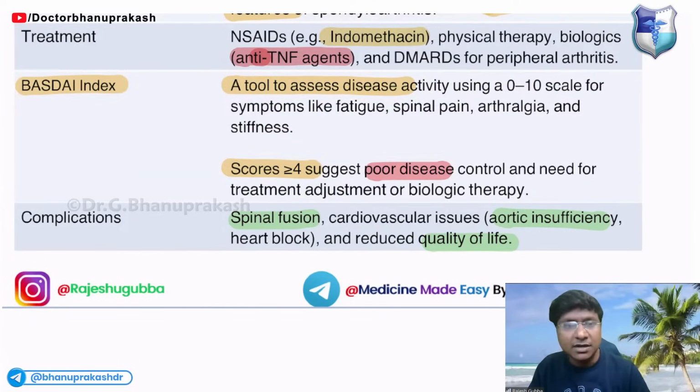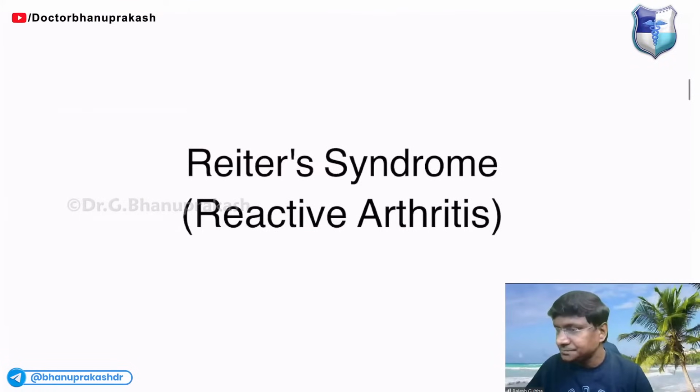How will you test for reduced spinal mobility? Schober's test, right? Then radiology: X-ray will show you bamboo spine. MRI will show you bone marrow edema. Extra-articular manifestation, most common, is anterior uveitis. Investigations: HLA-B27 being positive, right? And treatment: indomethacin is the drug of choice. In refractory cases, you need to give the anti-TNF agents. How will you test the refractoriness? BASDI index. Complications: complete heart block and aortic regurgitation. Done. This is about your ankylosing spondylitis.